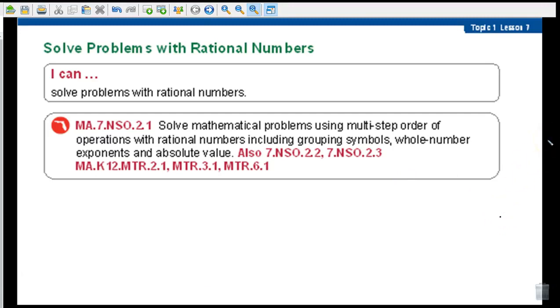Today, we've got topic one, lesson seven for you. Solve problems with rational numbers. I can solve problems with rational numbers. This goes to MA.7.NSO.2.1. Solve mathematical problems using multi-step order of operations with rational numbers, including grouping symbols, whole number exponents, and absolute value. That is the standard for today's lesson.